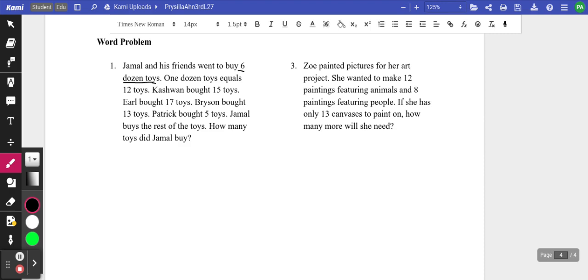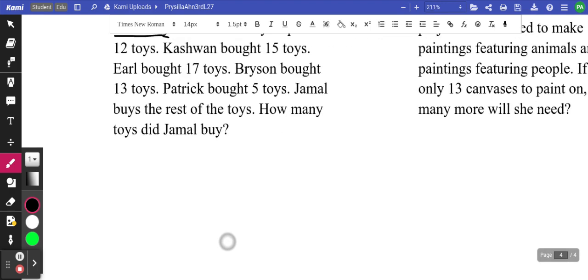So let's first figure out how many toys the friends in total bought together. So we have 6 dozen toys, which means 12 is going to be added 6 times, right? But we can just easily do multiplication. So 12 times 6, which means it is 72 toys in total.